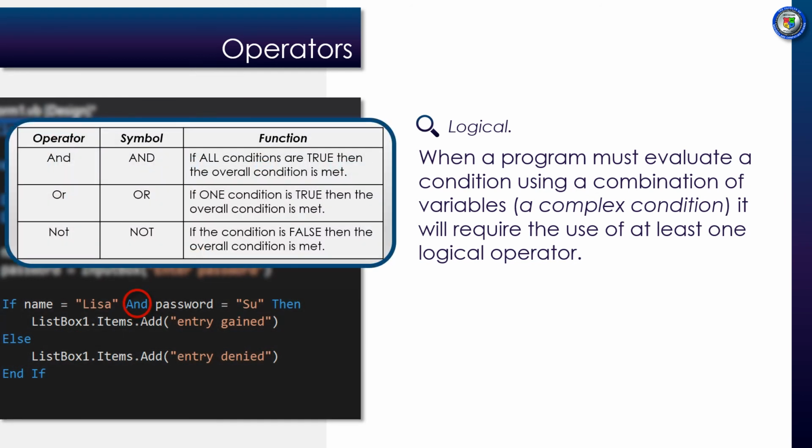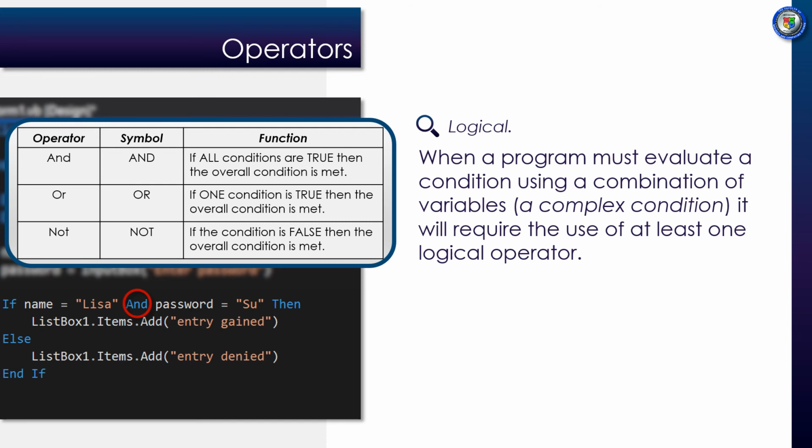Logical operators are sometimes used within our selection statements. There are occasions where we want to make decisions based upon two or more conditions being met. This is sometimes referred to as a complex condition. In our example, the AND logical operator is being used. This means that both conditions, name equal Lisa and password equals Sue, must be met and regarded as true for our first instruction to be executed.